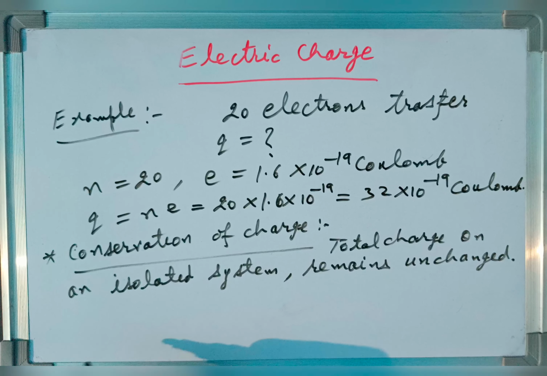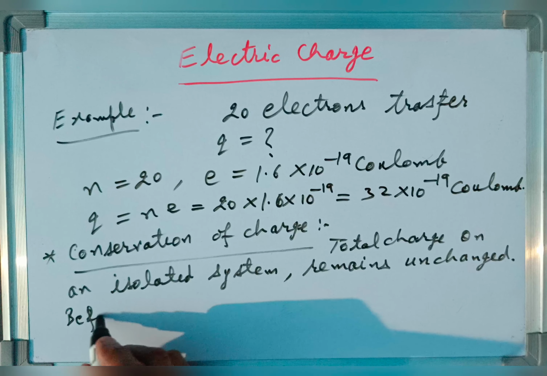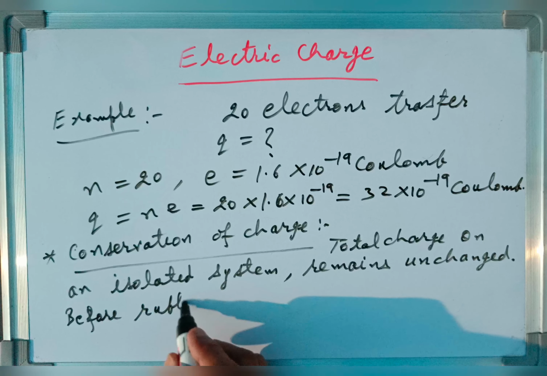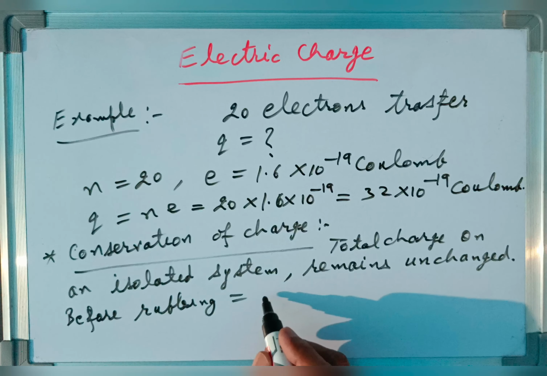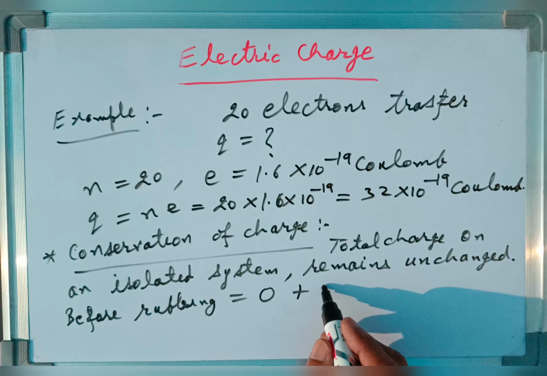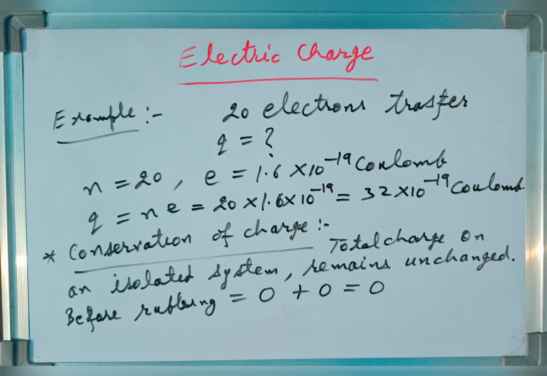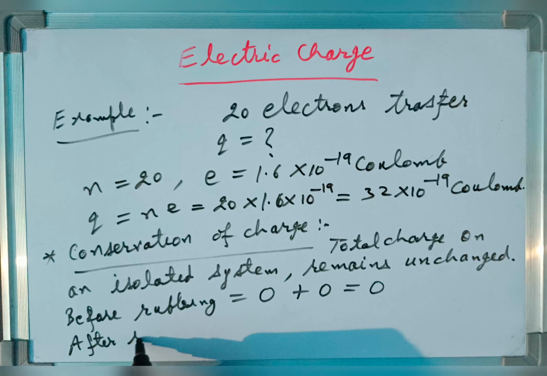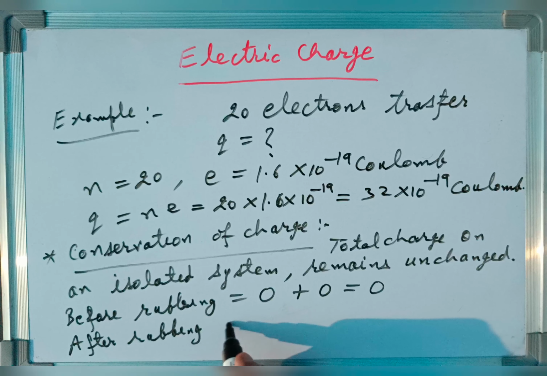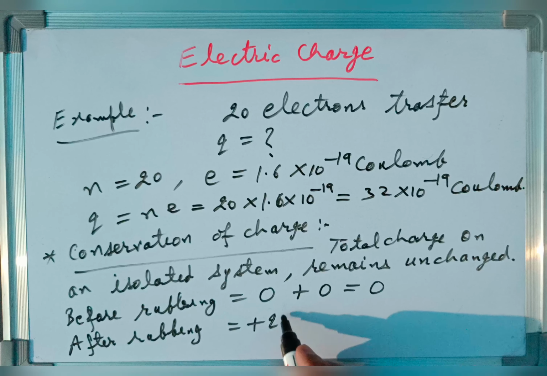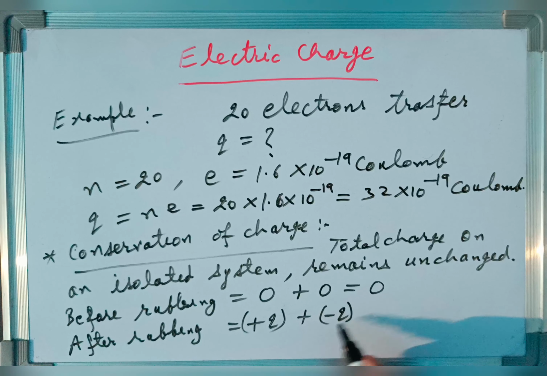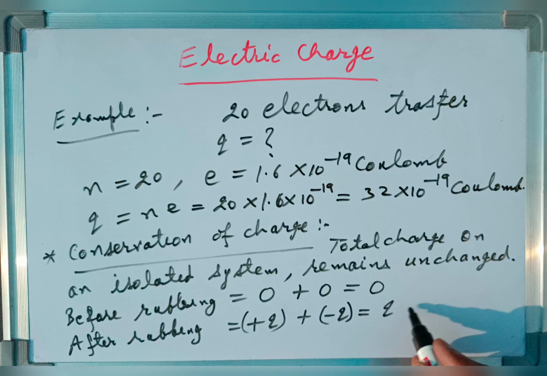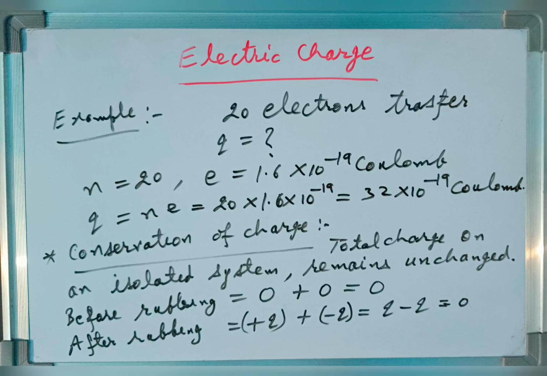Let us go to the previous example. How much charge was there before rubbing the glass rod and woolen cloth? The glass rod was neutral, no charge. The woolen cloth also had no charge. So the total charge before rubbing was 0. And after rubbing, suppose the charge on the glass rod is +Q and the charge on the woolen cloth is -Q, because the magnitude will remain the same. When I simplify it, I again get 0. So this is an isolated system consisting of the glass rod and woolen cloth. This is how we can understand conservation of charge.